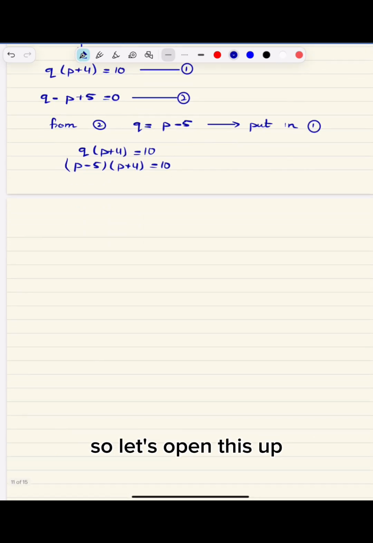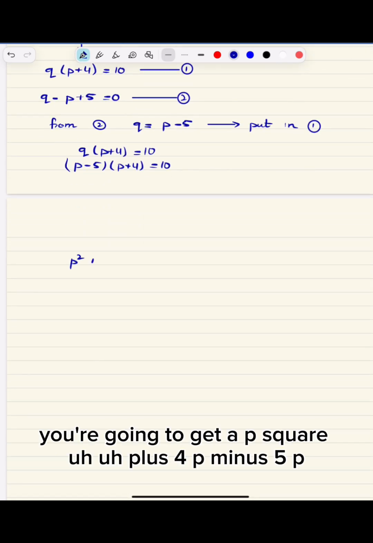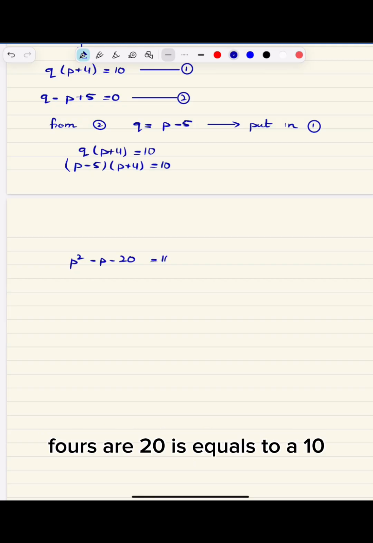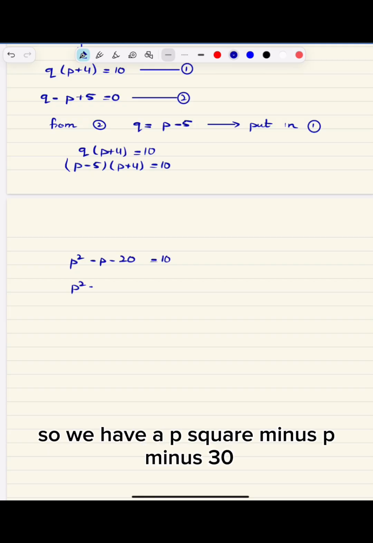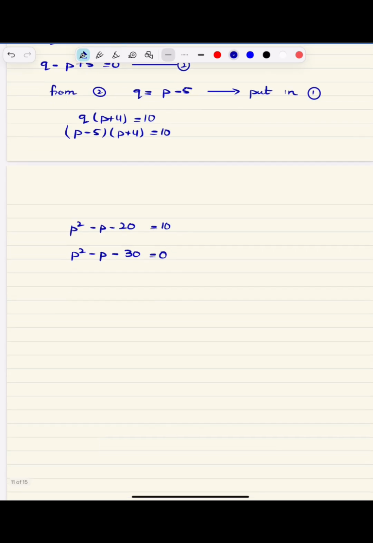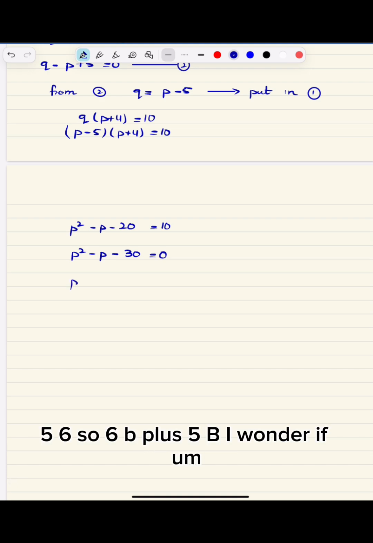So let's open this up. You're going to get p square plus 4p minus 5p, so that's just minus p. Minus 5 fours are 20 is equal to 10. So we have p square minus p minus 30 is equal to 0. 6 fives are 30, so 6p minus 5p.